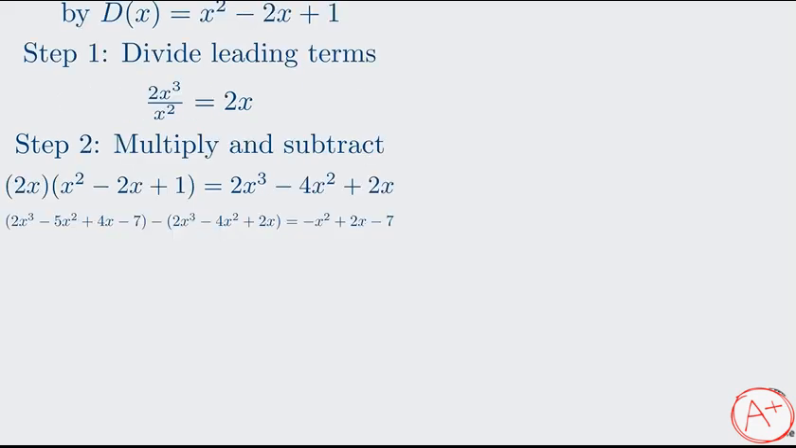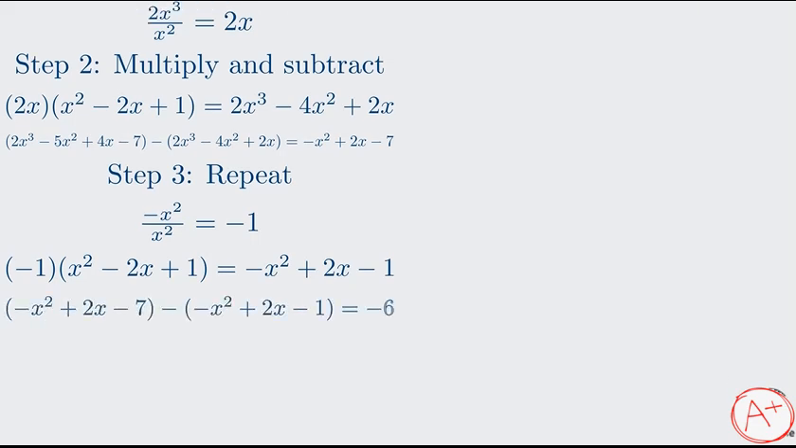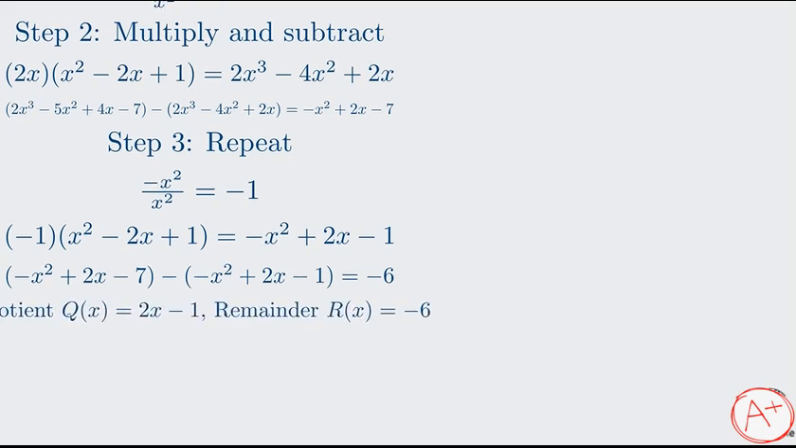Step 3. Repeat the process with our new leading term, negative x squared. Negative x squared divided by x squared is negative 1. Multiply negative 1 by the divisor to get negative x squared plus 2x minus 1. Finally, subtract this from our remaining expression. The terms in x cancel out, leaving us with a constant remainder of negative 6. Our division is complete because the degree of the remainder is less than the degree of the quadratic divisor.